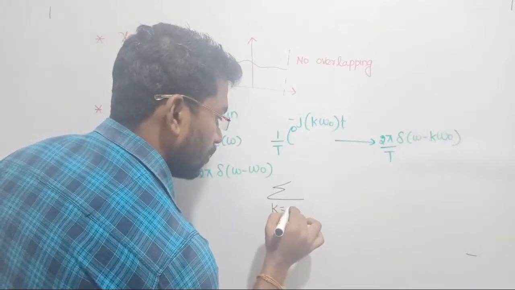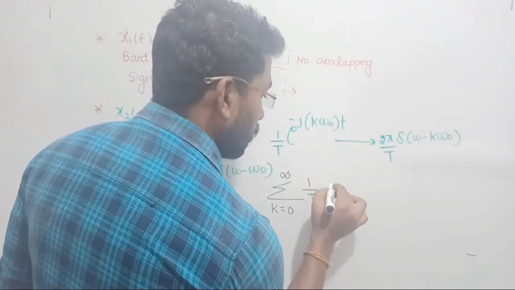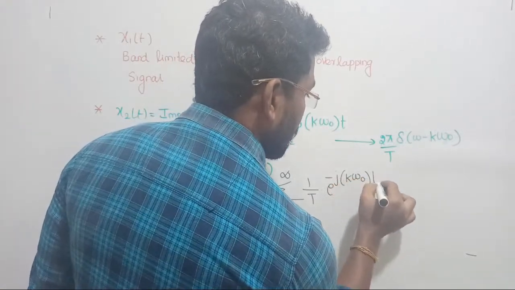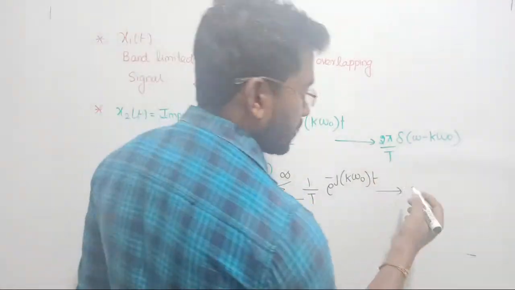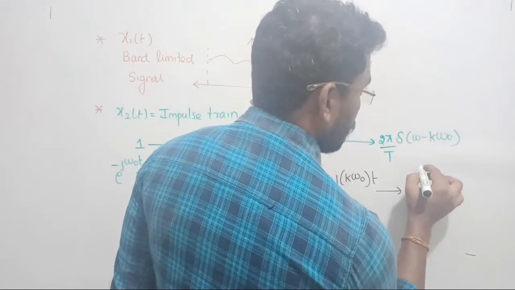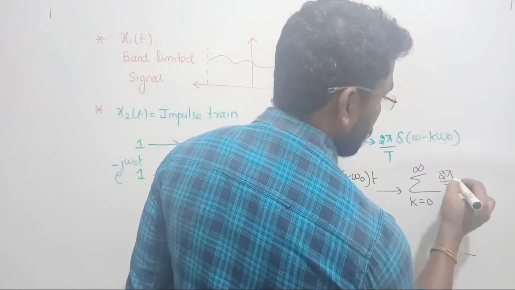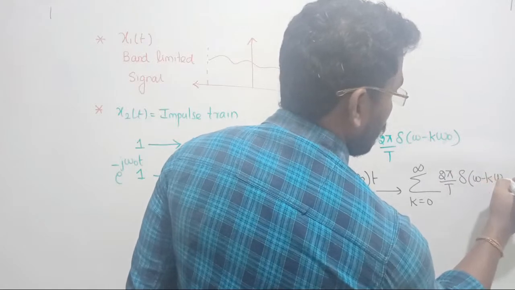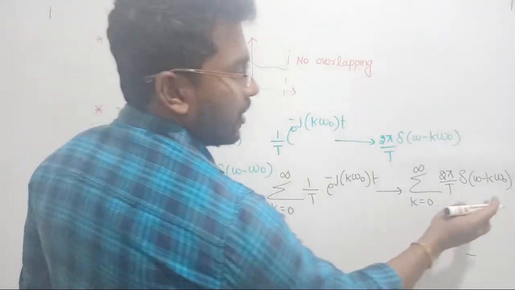It is running from k equal to 0 to infinity, with the value of 1 upon T into e power minus j k omega naught t. Again, its correspondent in frequency domain can be defined as, once again running from k equal to 0 to infinity, with 2 pi by T into delta of omega minus k omega naught. Clear? So that is how we are creating the impulse train.